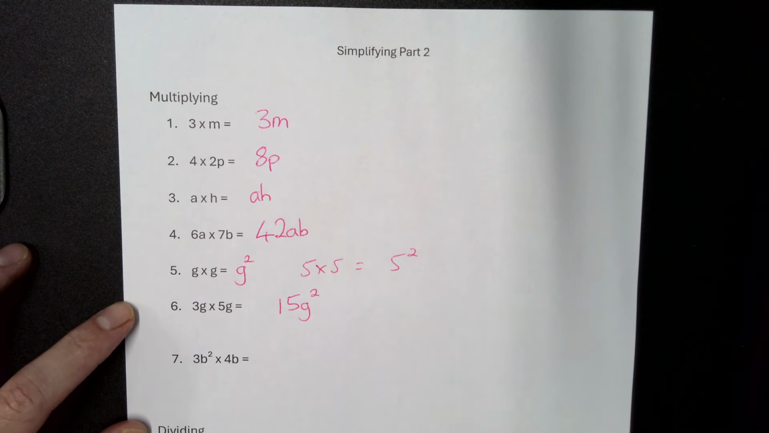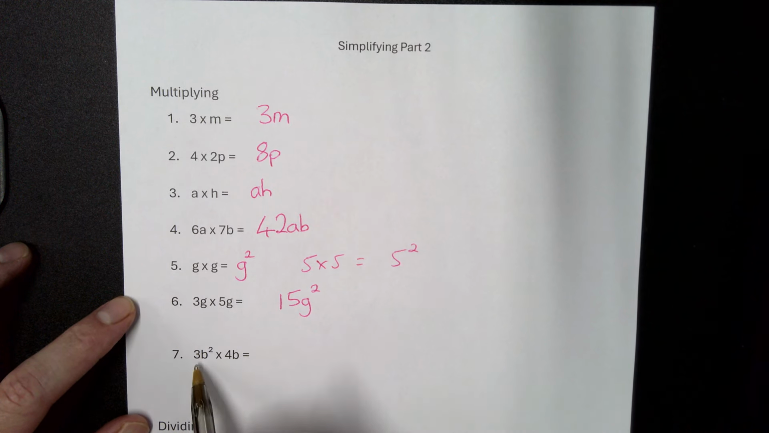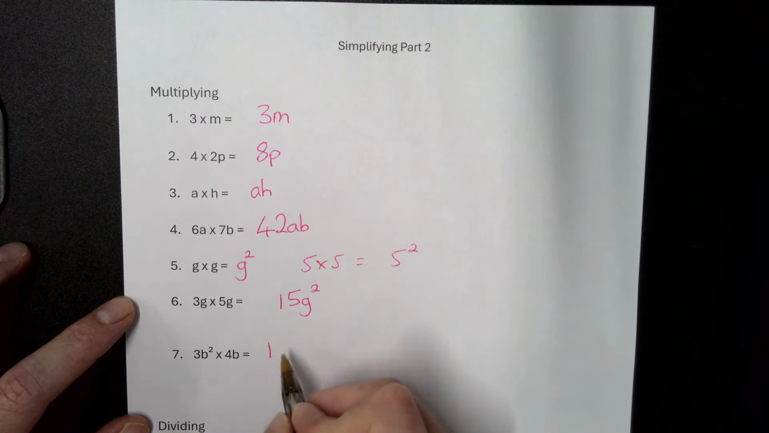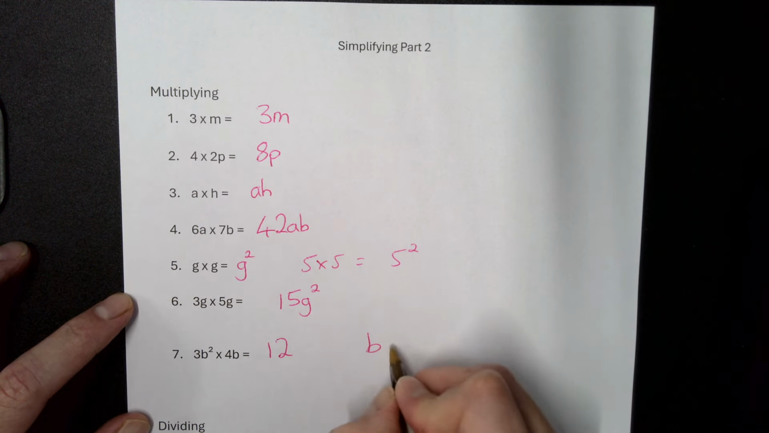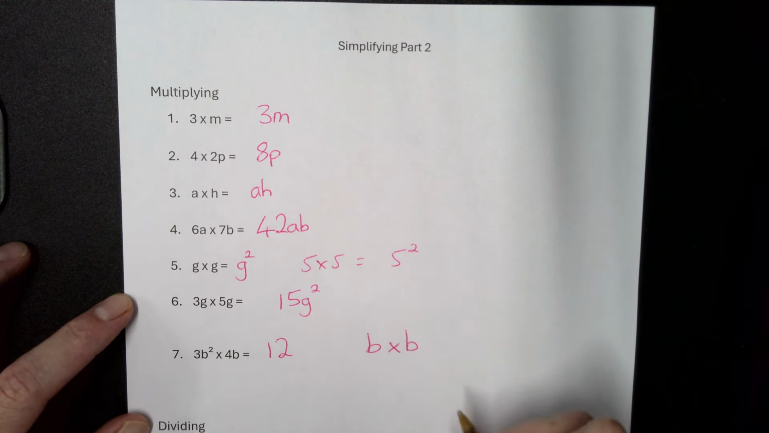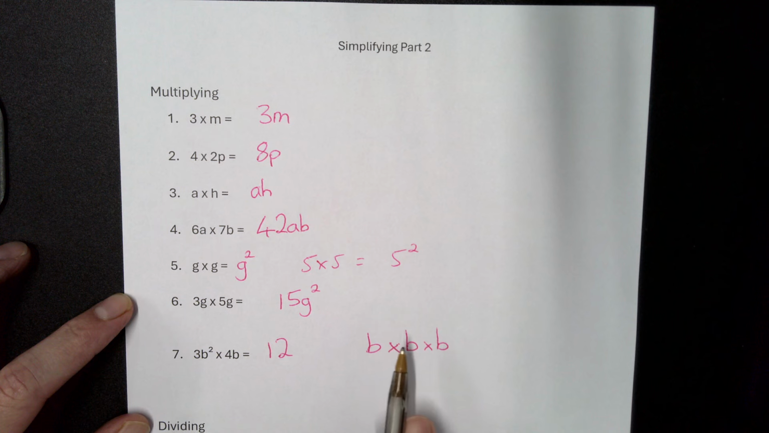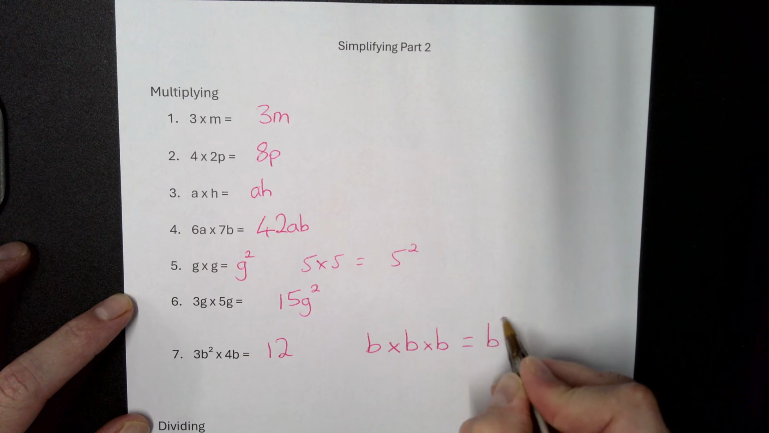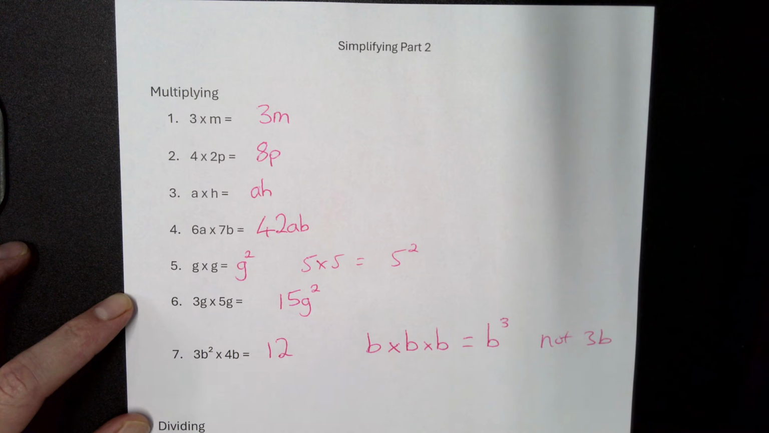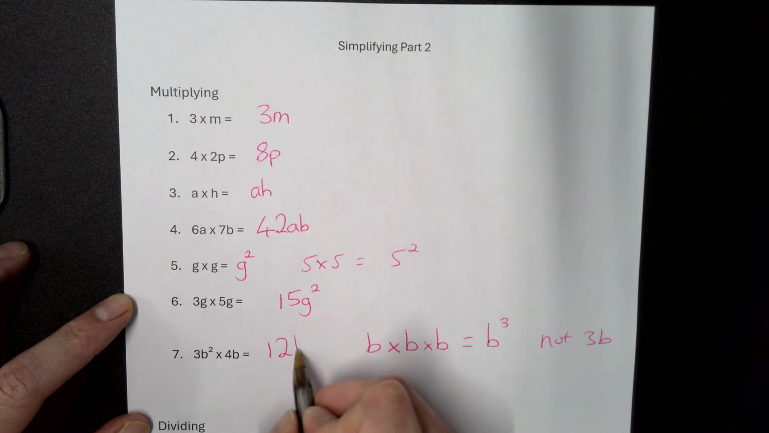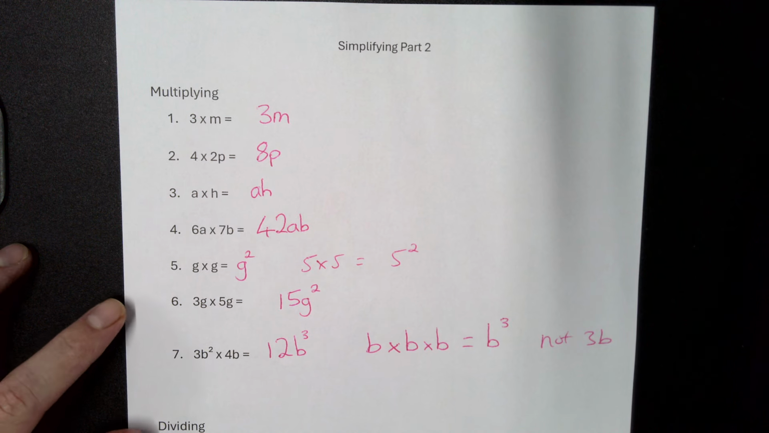Okay, and the final one for multiplying is, we're going to do 3 times 4 first, which gives you 12. Now B squared times another B will give us, let's just write out in full, B squared means B times B, times another B gives us 3 lots, so it's B times B is B squared, times B again gives you B to the power of 3, okay, not 3B. So it's 12B cubed, or B to the power of 3.